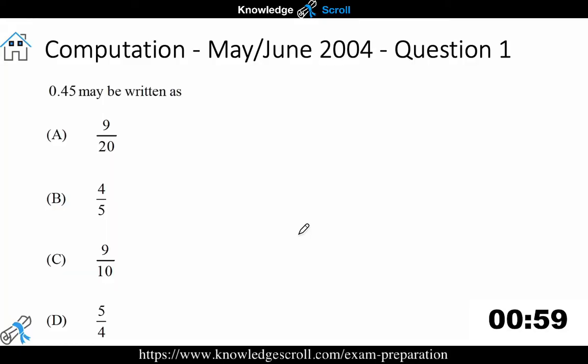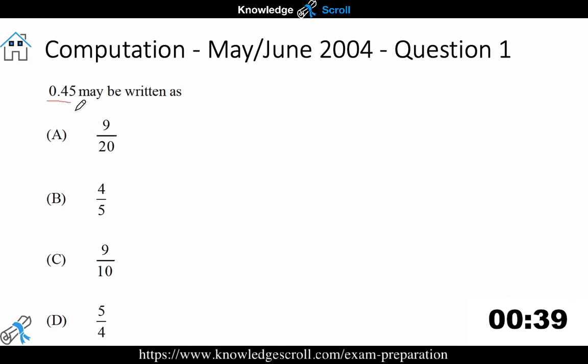Question 1 reads: 0.45 may be written as, and they give you the options 9/20, 4/5, 9/10, and 5/4. This computation question is not a difficult one and it should not take more than a minute to solve.